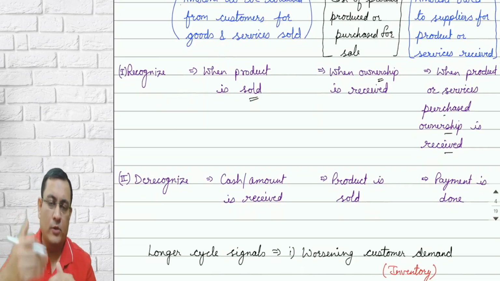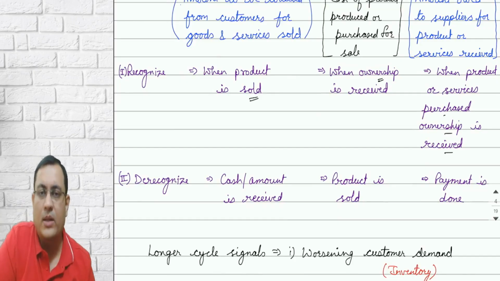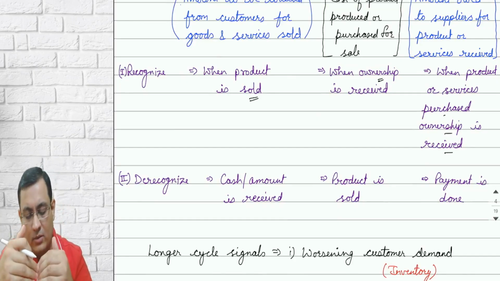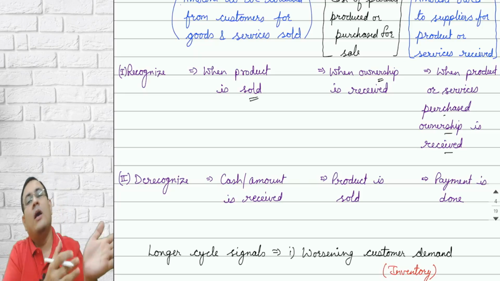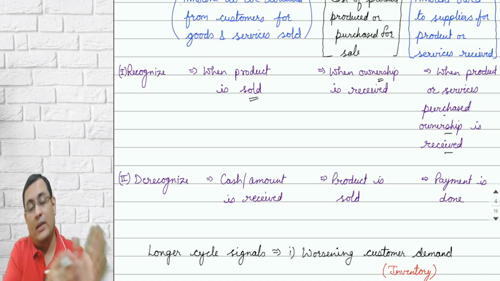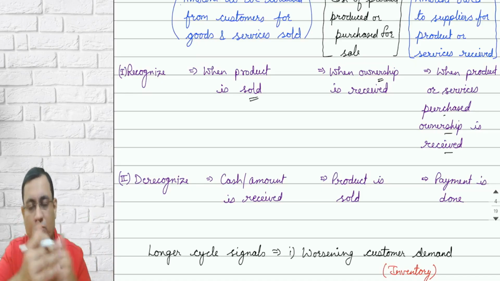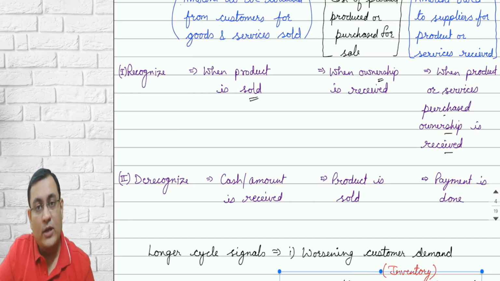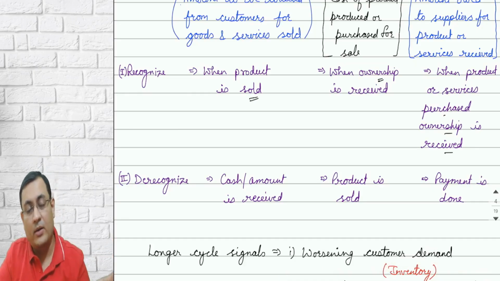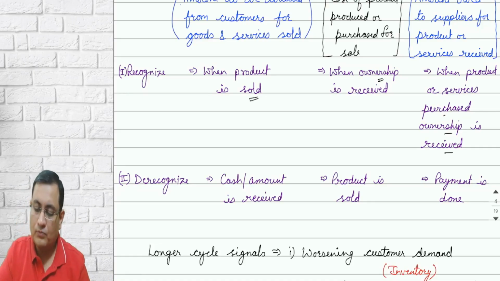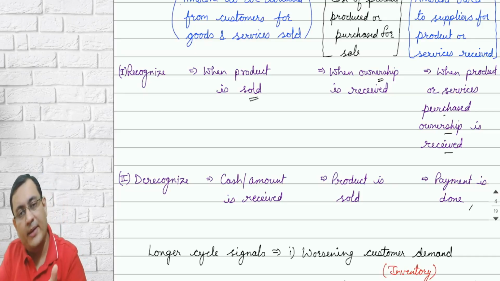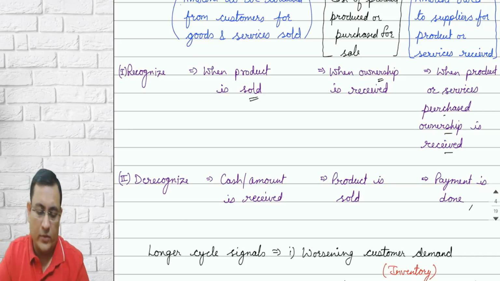Derecognition means when these should be removed from the books of accounts or shifted to some other head. When customers have paid their dues, that is, we have received the cash, then that receivable should be derecognized, because a new asset will be in the books in the name of cash, and the cash balance will increase. When a product is sold, the ownership is transferred to a new person, so that product should be derecognized. Inventory will be removed from the books, but at the same time your customer's receivable value will increase. When payment is done, your obligation is paid, so that obligation will be removed or reduced from the books of accounts.